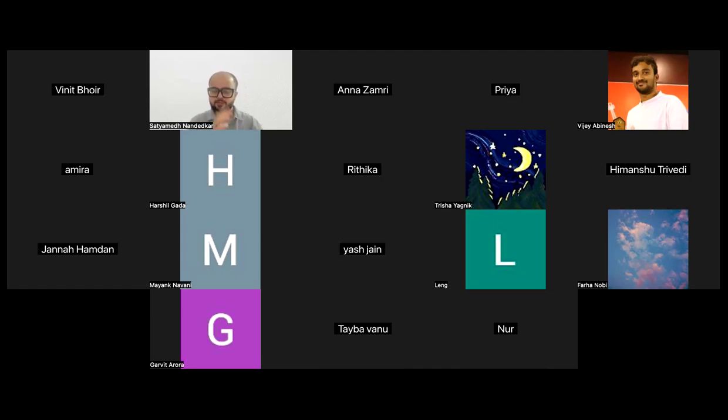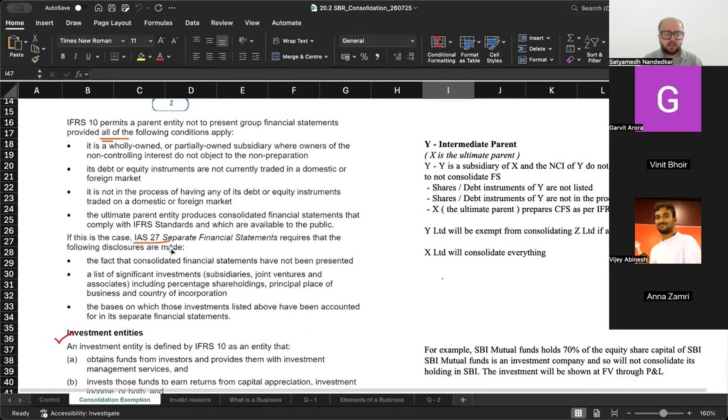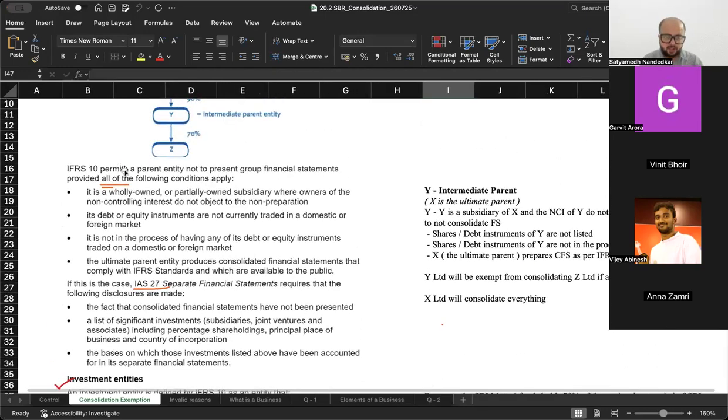Garvit: So, intermediary parent and investment entity, right? Okay. Now, how would we define an intermediary parent, or what kind of situation is primarily exempt here? Let's try to understand. Now, an intermediate parent, so where does this situation apply?